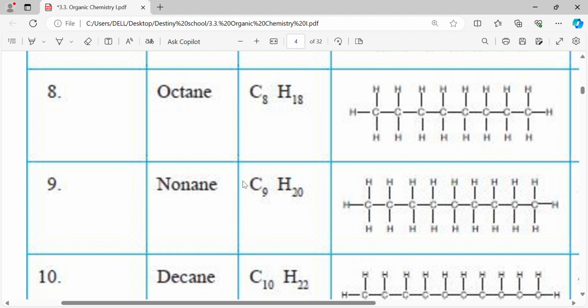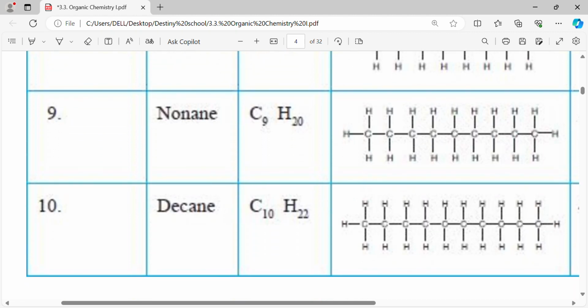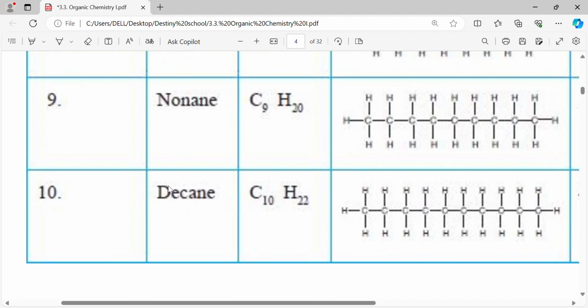Then let's go to number 9. Number 9 is always called nonane. So nonane, and this is its molecular formula. And this is the structural formula. And lastly, number 10 is called decane. So you need to master them. Decane, this is how its molecular formula is written, and this is the structural formula. If you count all the carbon atoms, you'll find that there are 10.